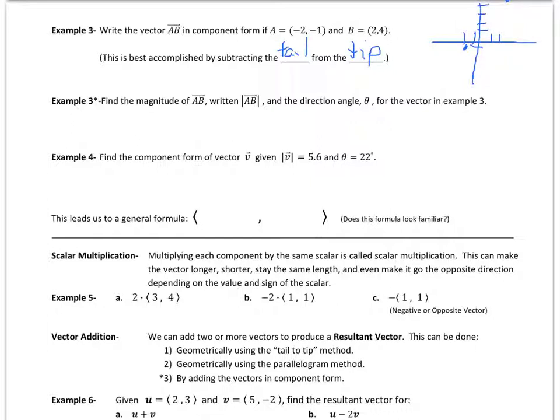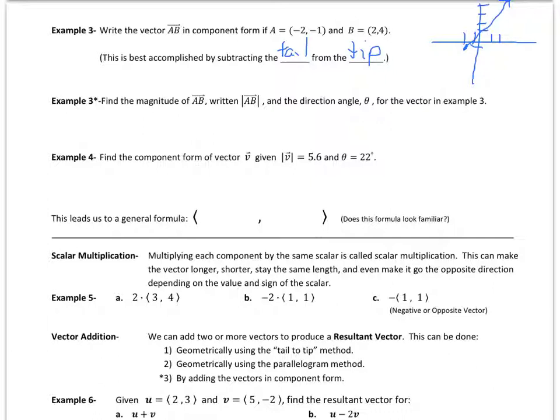All right, so there's AB right there, okay? But we want to put that in component form. In other words, we want to slide it so that the tail is at the origin. And again, the best way to do that, if you're in component form, is just subtract the two. So we subtract the tail from the tip.